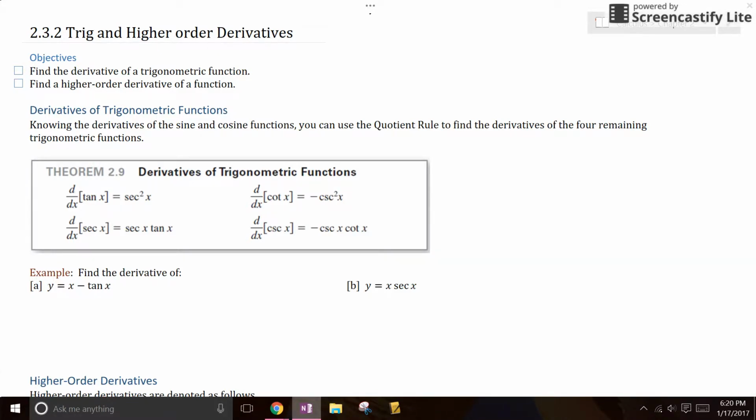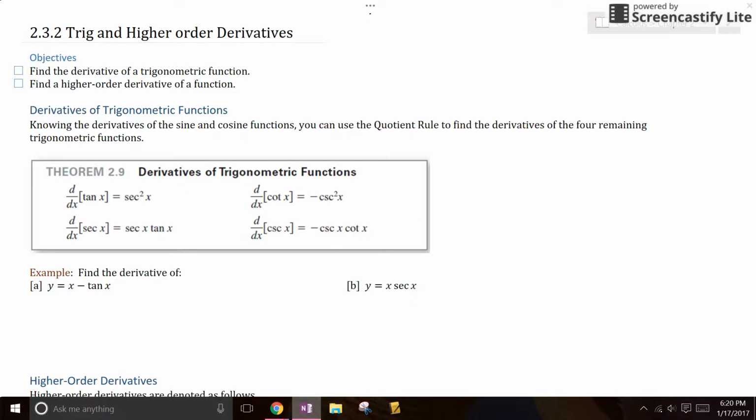Trig and higher order derivatives. This is going to be a quick one. So we just need to talk about how you derive trig functions. So now that we know that the derivative of sine is cosine and that the derivative of cosine is negative sine, we could use those properties to prove all the other trig derivatives. In fact, I encourage you to try it. But for now, here it is.